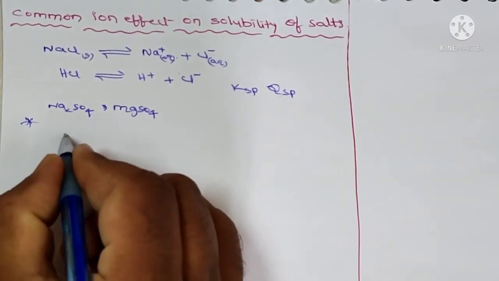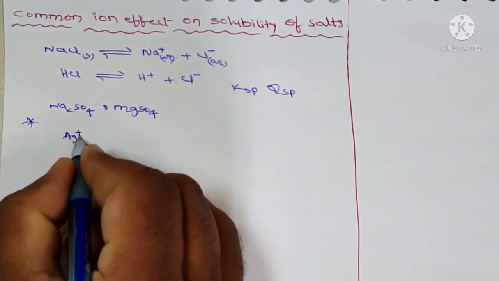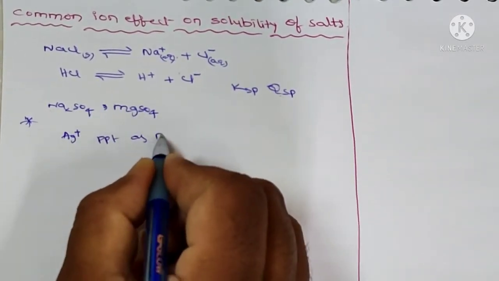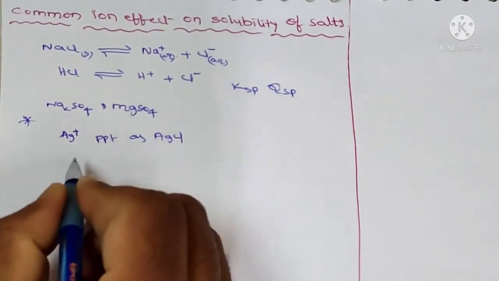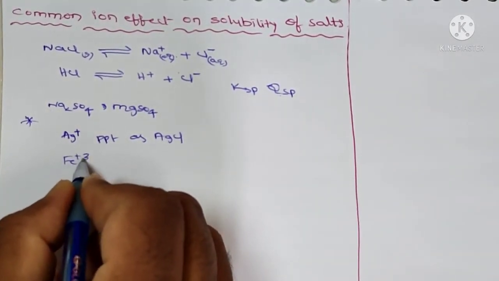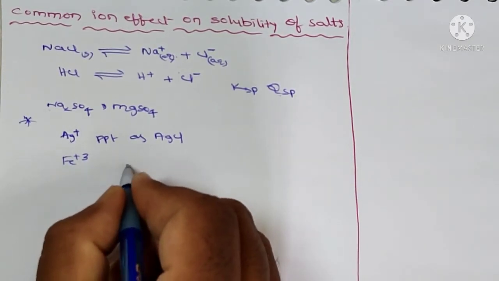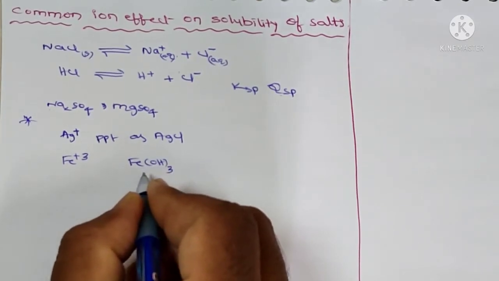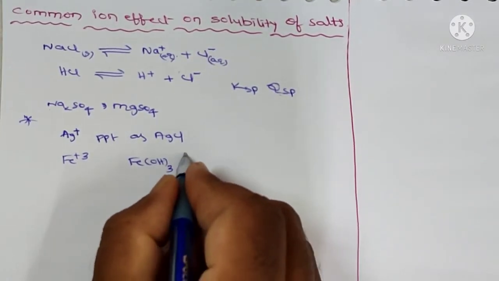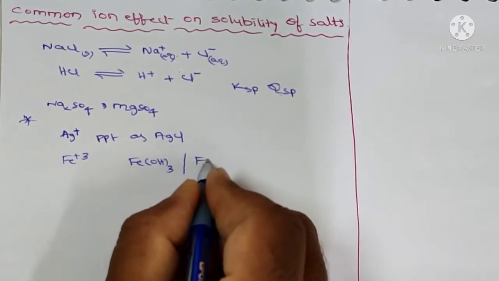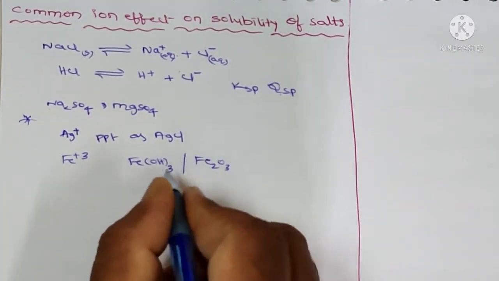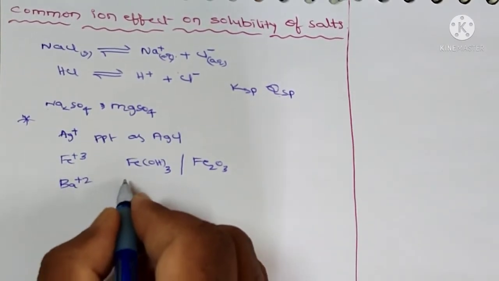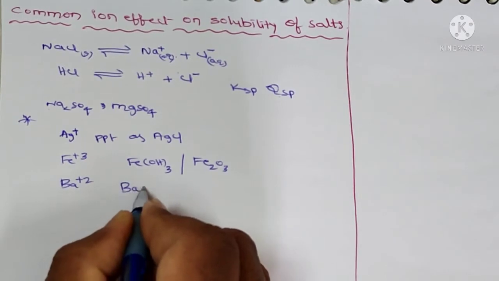So in gravimetric estimations, the silver Ag plus can precipitate as AgCl, and Fe plus 3 precipitates as Fe(OH) taken 3 times, ferric hydroxide, or ferric oxide Fe2O3, and barium plus 2 is precipitated as barium sulfate.